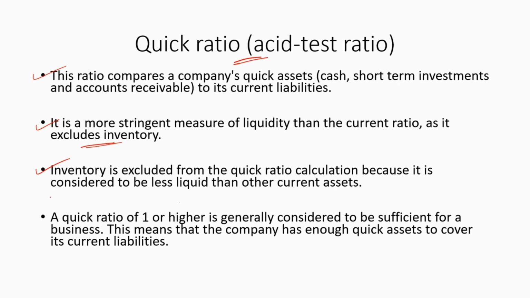than other current assets. A quick ratio of 1 or higher is generally considered to be sufficient for a business. This means that the company has enough quick assets to cover its current liabilities.